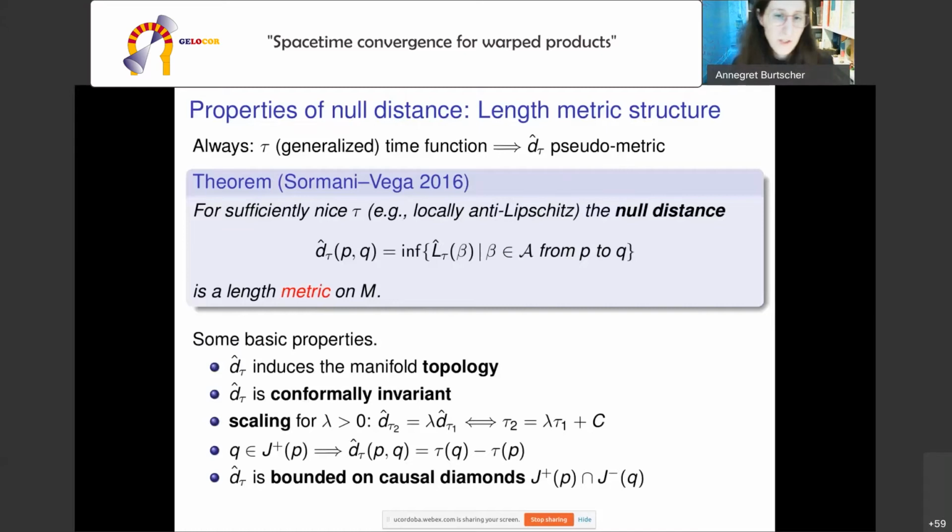And there are some additional basic properties that I have written down here. So, of course, it then uses the manifold topology. Because the causal paths are conformally invariant, and so is the null distance. We have this scaling, and we have also this relation to causality, that if two points are causally related, then the null distance is just the difference in their time. And moreover, it is bounded on causal diamonds. So this is just a selection of some of these properties.